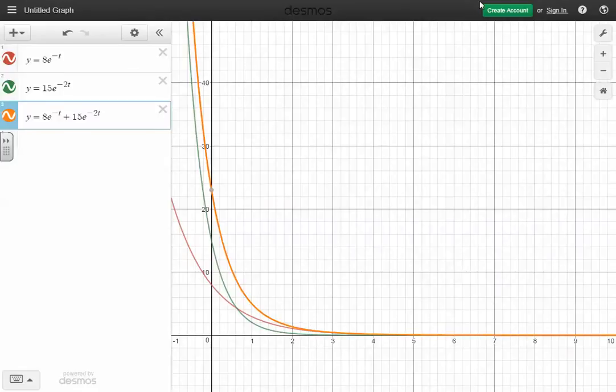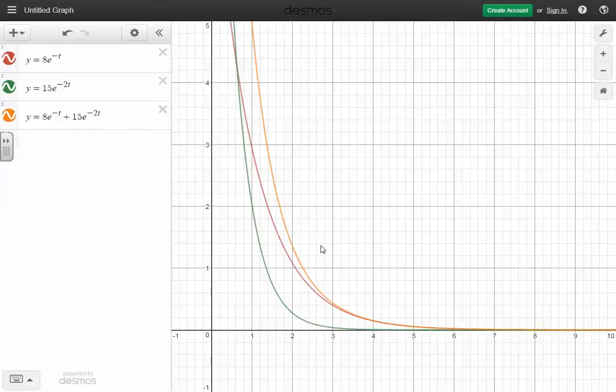I can zoom in a little bit more. Okay, it actually doesn't look too different, but I actually zoomed in quite a lot, and you do see the orange one following the red one, the e to the minus t1. The e to the minus 2t is just too small to matter when you add them together.